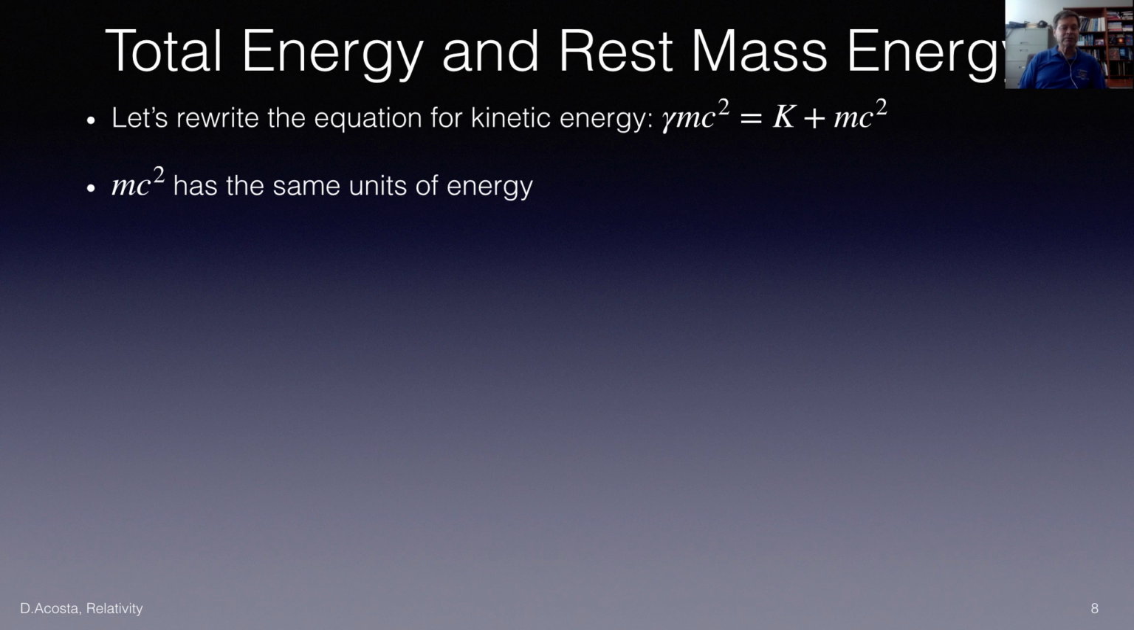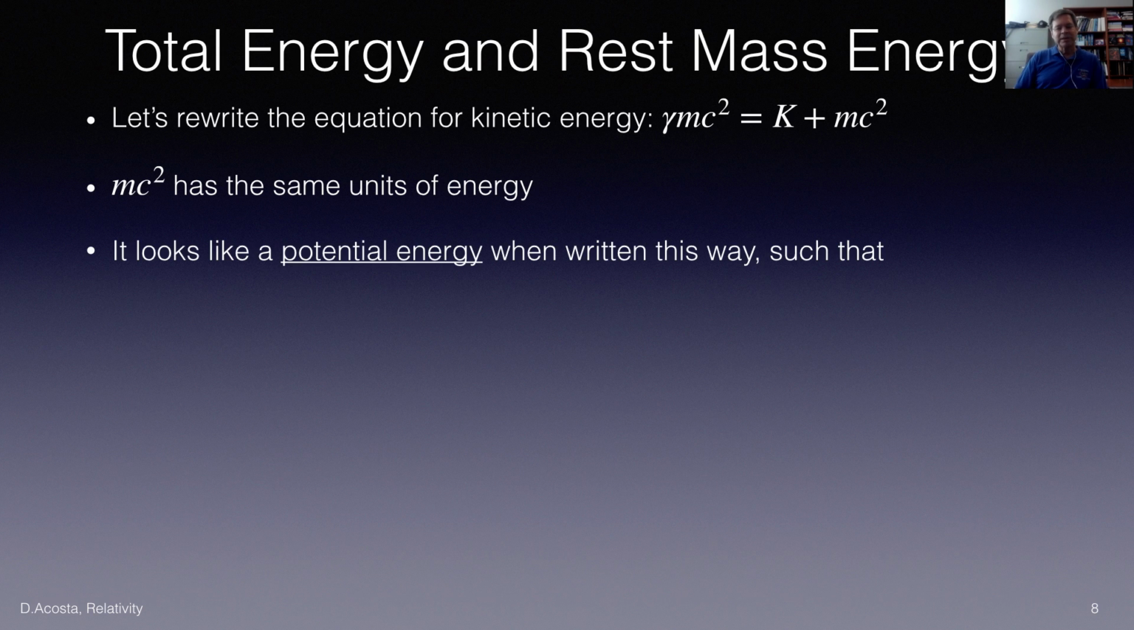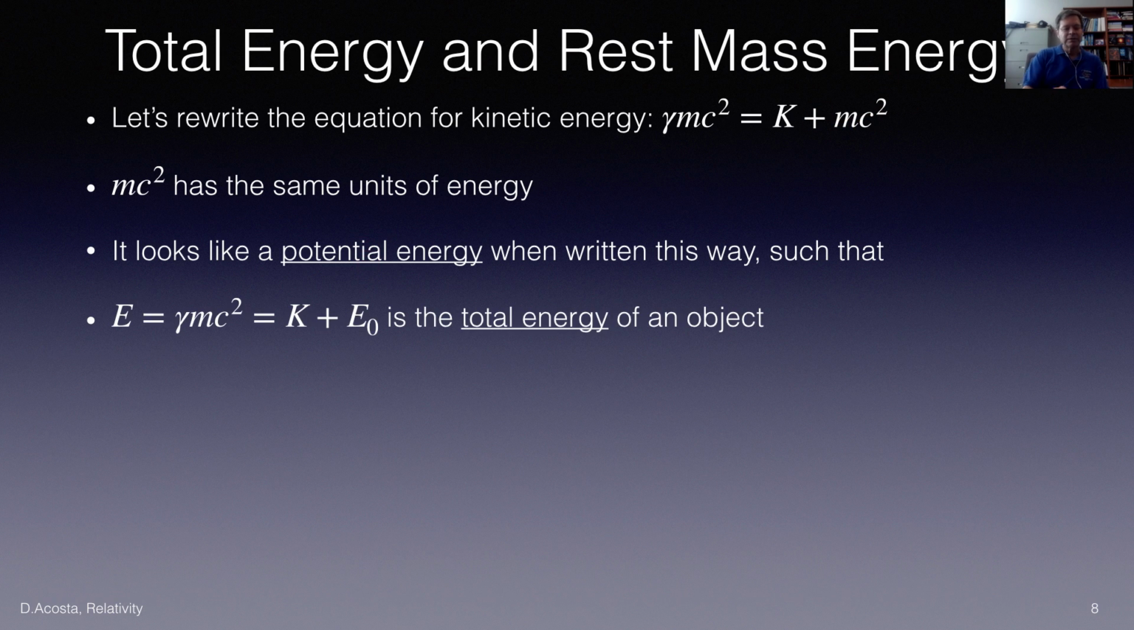Well, first thing I notice is that mc squared has the same units as energy. That sounds interesting. And when written this way, as kinetic energy plus something equals something, it looks like I'm adding something like a potential energy, where I could write that the total energy, which is now going to be gamma mc squared in this formula, is kinetic energy plus E naught, this potential energy. And that's the total energy of an object.